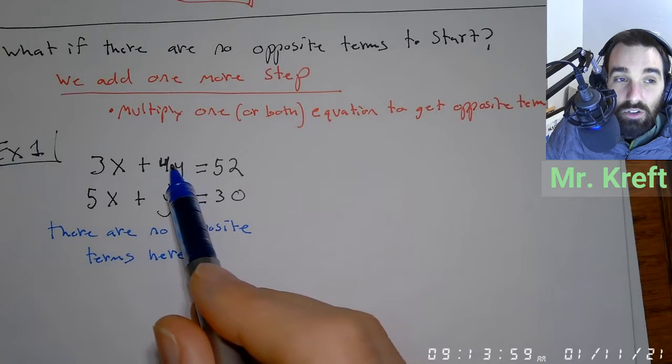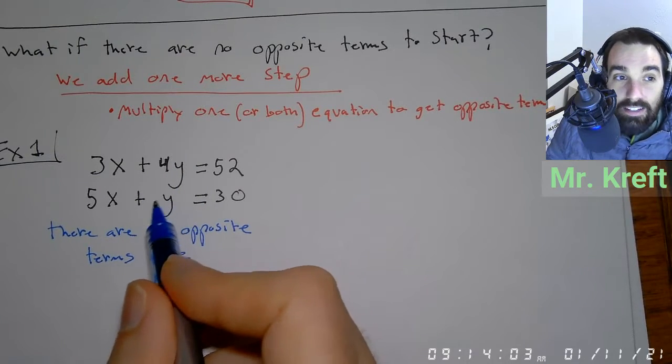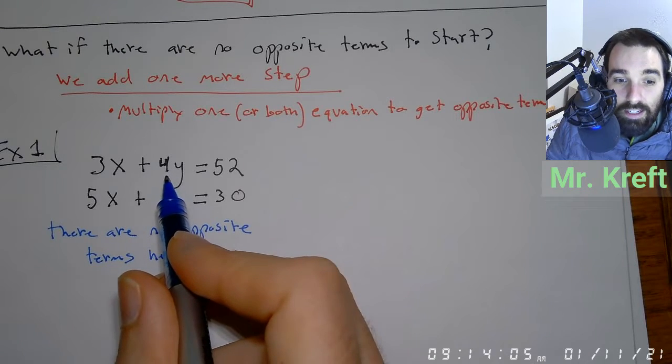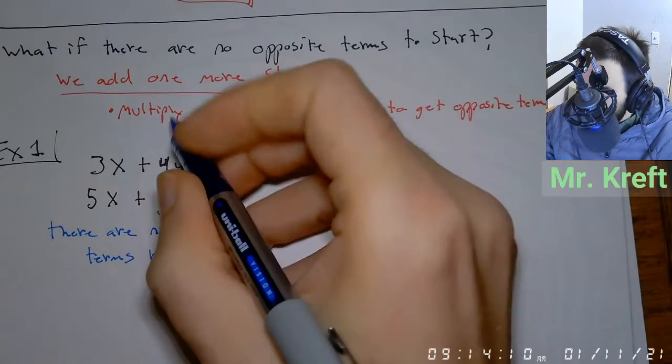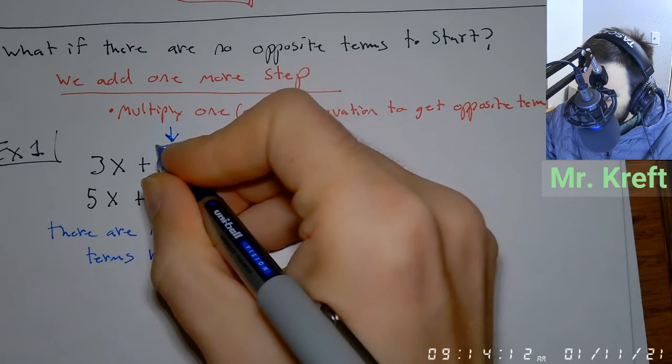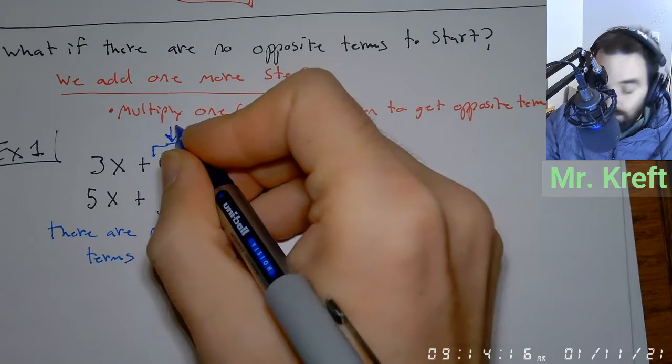But if I look here, I have 4y and y. It's really easy to multiply this y by the opposite of 4y. So what's the opposite of 4y? So I'm going to look at this one. And it doesn't matter which one you do, but what is the opposite of 4y?